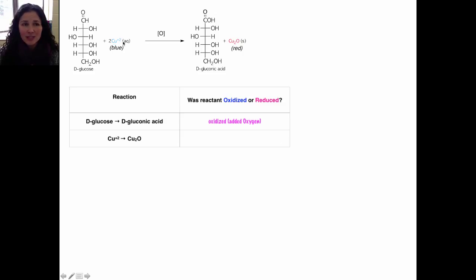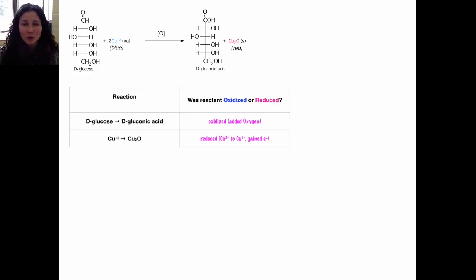In copper, this copper is going from a 2+ ion to a 1+ ion. You'd have to infer the charge on the copper from this formula. So we're going from 2+ to 1+, and that means we are becoming more negative. It's the opposite of becoming more positive. And so the copper here is actually reduced from copper 2 to copper 1. The copper has gained an electron.